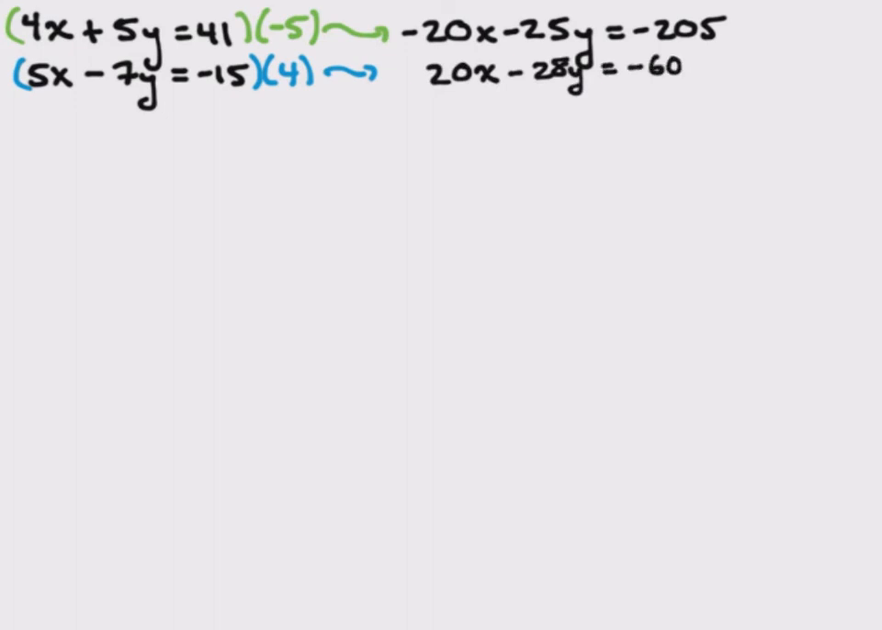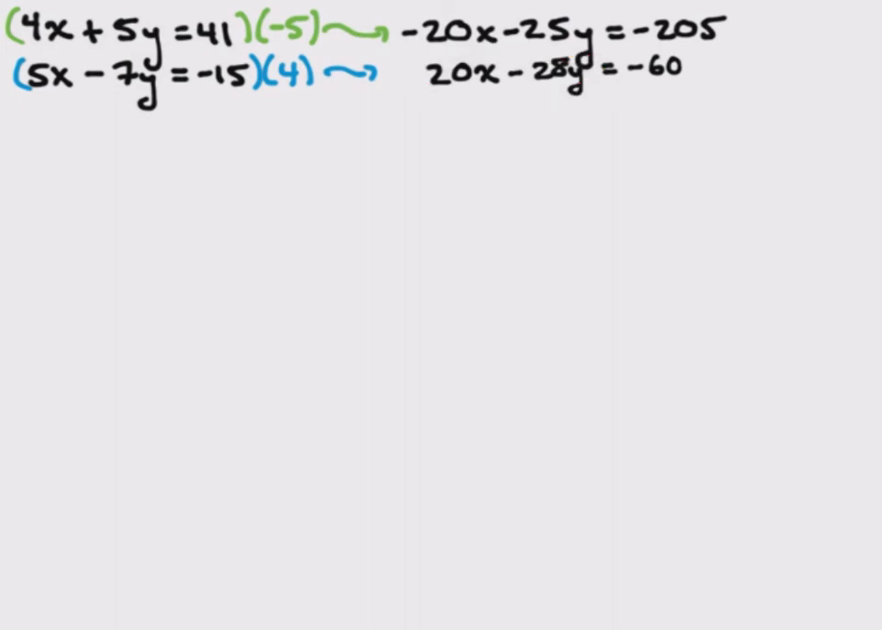All right, so we've got this negative 20x and this positive 20x. And we know that if we add the two together, we're going to get 0, which is great. So we're going to take our first equation and add negative 60 to both sides of it. On the right-hand side, we're going to actually add the number negative 60. On the left-hand side, we're going to add something that's equal to negative 60, namely 20x minus 28y.